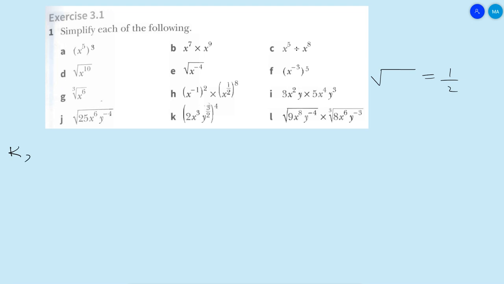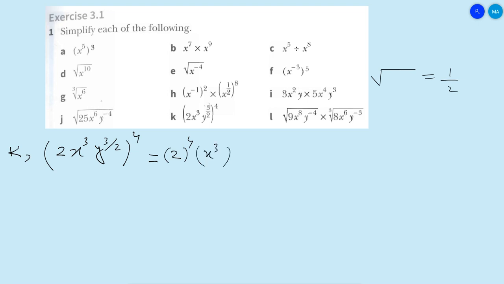Part K is (2x3 y3 upon 2) whole power 4. Same rule we have to apply. We apply power 4 on each and every number. But keep in mind, we can apply power on each and every number only if all numbers are multiplied. If there is a plus or minus sign in between the numbers, then we cannot apply power directly on each and every number. Please keep in mind. But in this case, we can apply power 4 without hesitation.